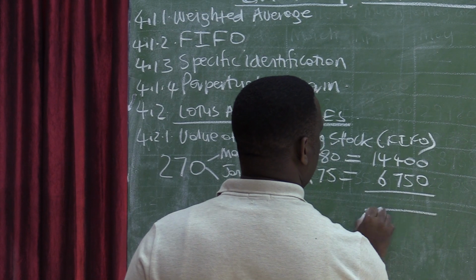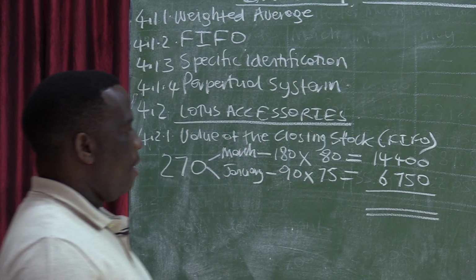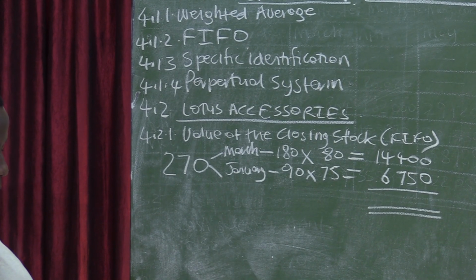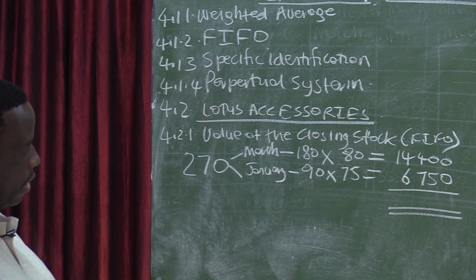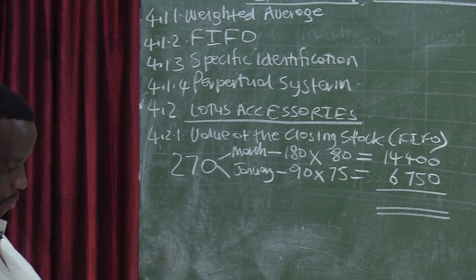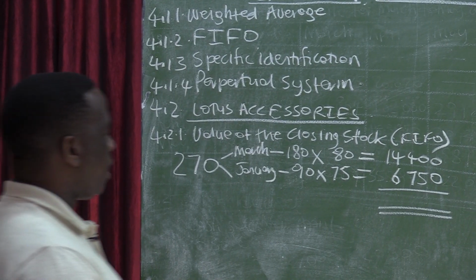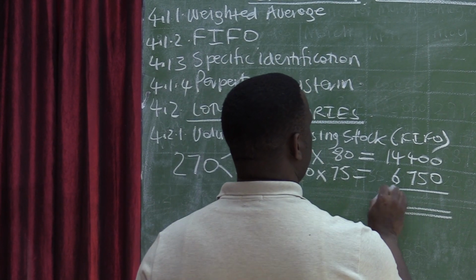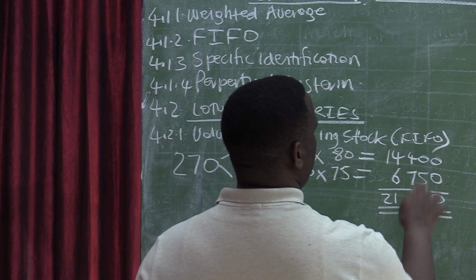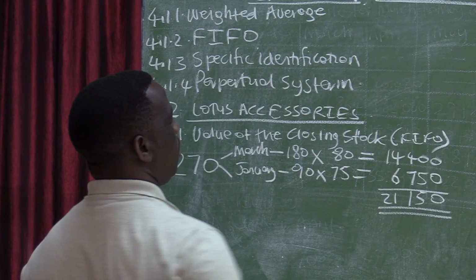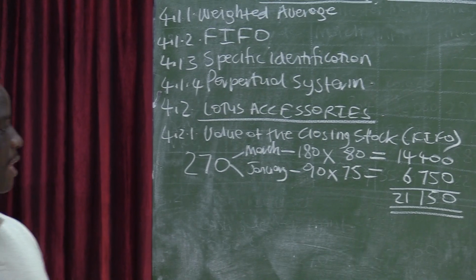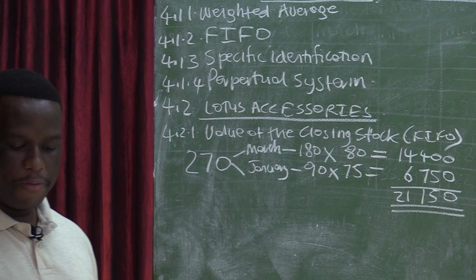And then this is 14,400 plus 6,750. That's 21,150. So the value of the closing stock is 21,150 according to the FIFO method.